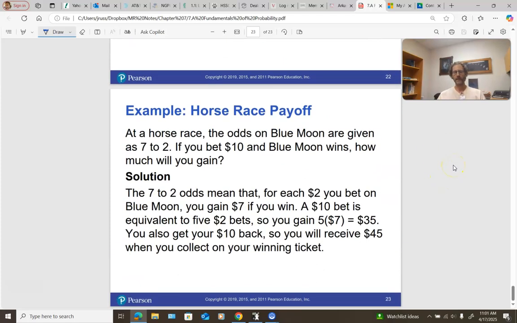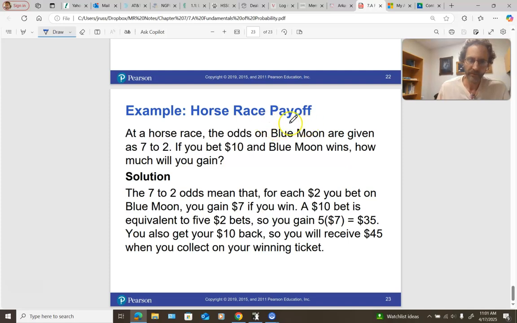All right, let's look at one last example here. So an example in the context of horse racing. It says at a horse race, the odds on this horse called Blue Moon, and if you're not familiar with horse racing, the names that they give these race horses are typically a bit odd, no pun intended. They're not common names like Jack or Billy.